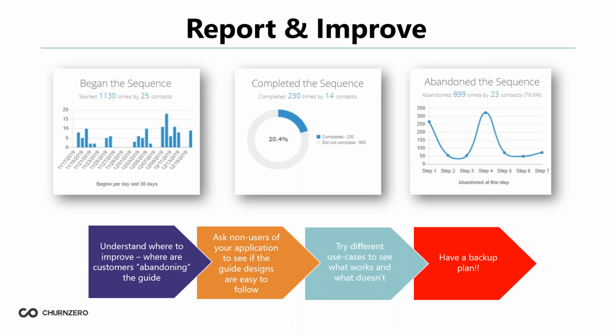One of the things that we've done here at ChurnZero is ask people who are not users of our application to see if the guides are really easy to follow. When we live and breathe inside of our application, we tend to think that other people see it exactly how we do. That is not the case. I've actually had my fiance go through some of our application guides to see if she could follow it. I'm happy to say that she could. But if somebody who's a non-user of your app is having a lot of difficulty, consider changing it around.